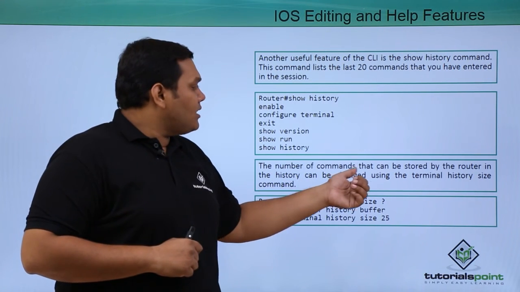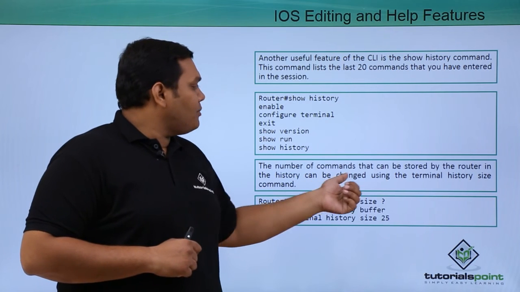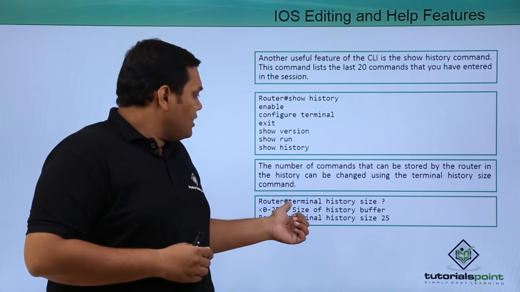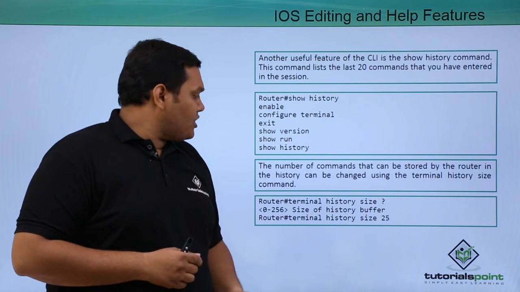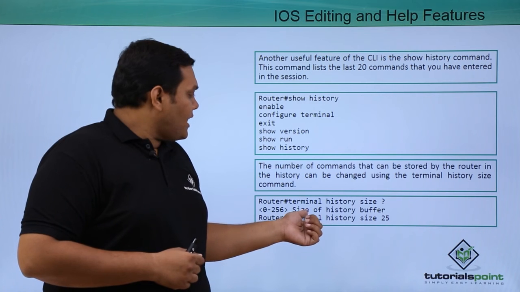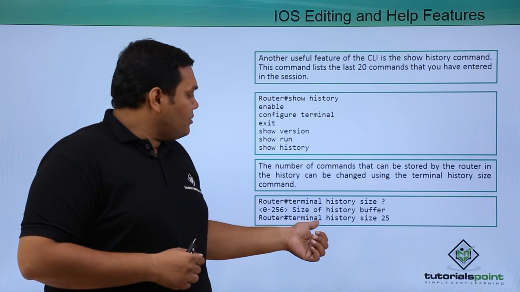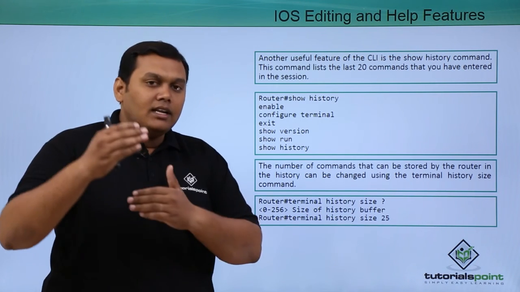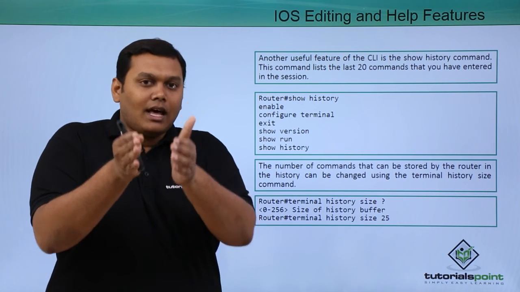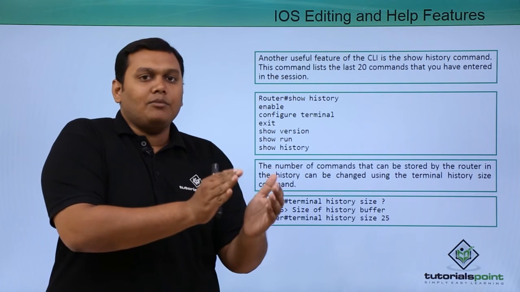The number of commands that are stored by the router in the history can be changed using the terminal history size. So here you can see terminal history size. When you type in a question mark, it will give you the range from 0 to 256 for the size of the history buffer, and then router terminal history size 25. So you can change the size so that you can reuse the commands from the last history you used, so that they can be repeated.